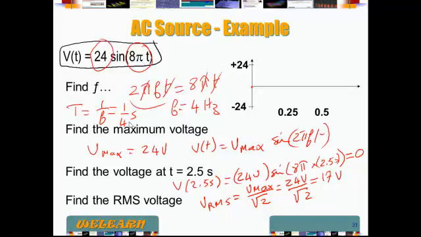Now, if I was asked to graph it here, at t equals 0, I'm going to have 0. Since my period is 1/4 of a second, I'm going to have a full cycle by 1/4 of a second. So in between here, I'm going to have another 0 value. So I'm going to go up, I'm going to have a trough here, in between here, and a maximum here at 24 volts, and so on. 24, minus 24, etc.